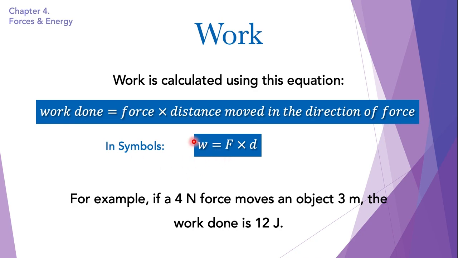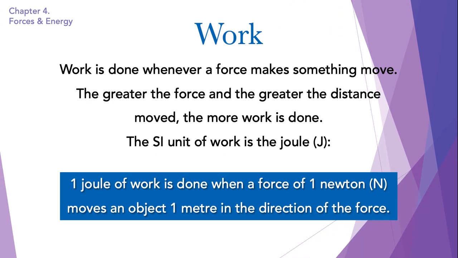So, for example, if a 40 Newton force moves an object 3 meters, then the work done is 12 joules. 4 multiplied by 3, 4 ones are 4, 4 twos are 8, 4 threes are 12. So that's how we get 12 joules here. As you can see, it's pretty simple to calculate work. It's a very simple and easy thing to understand.